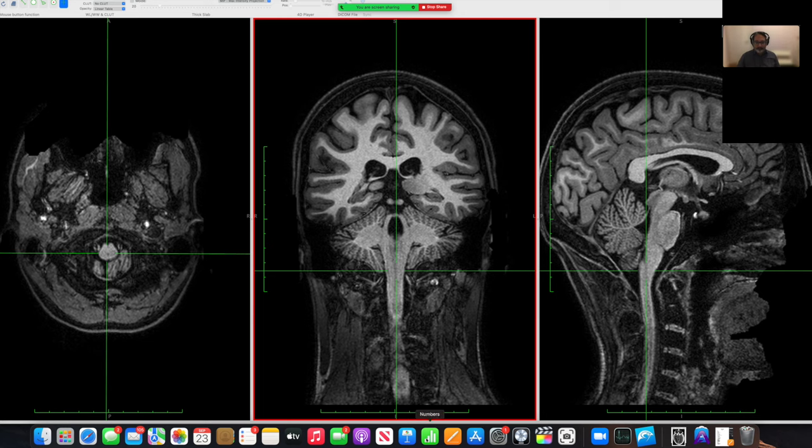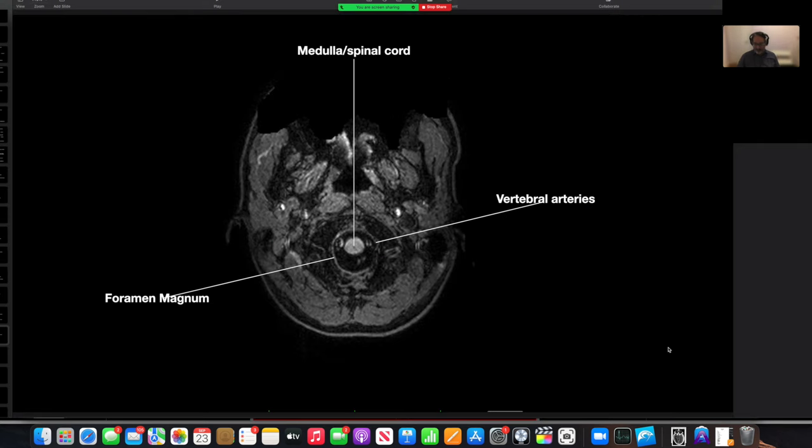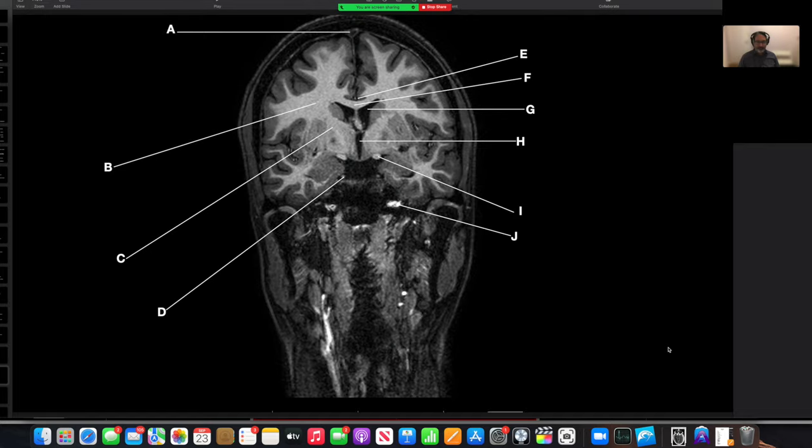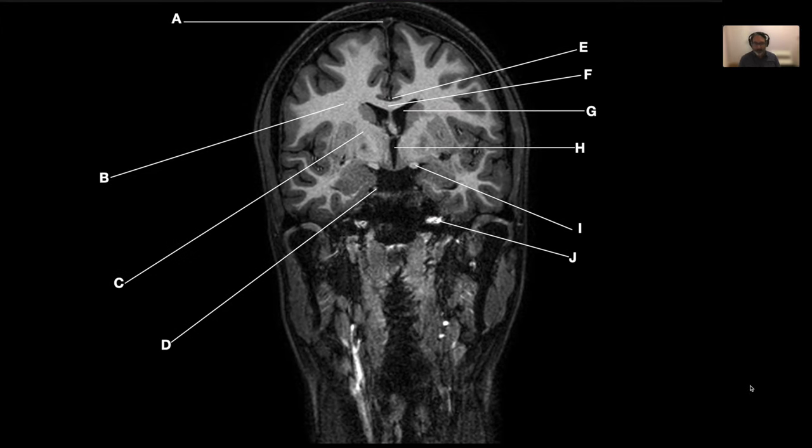Cool. Okay, so we're done with that. Now, a few coronal views. I think there's just one. And that's for you. A is the superior sagittal sinus, correct?